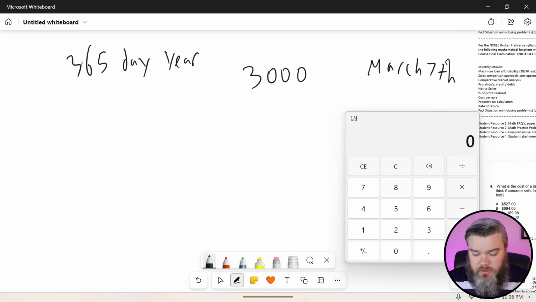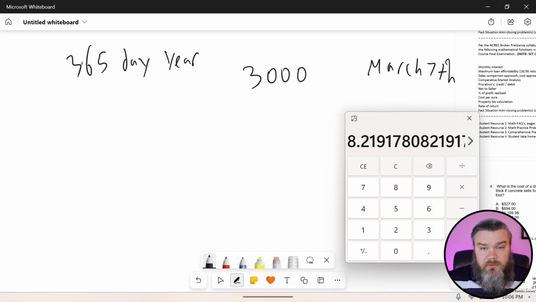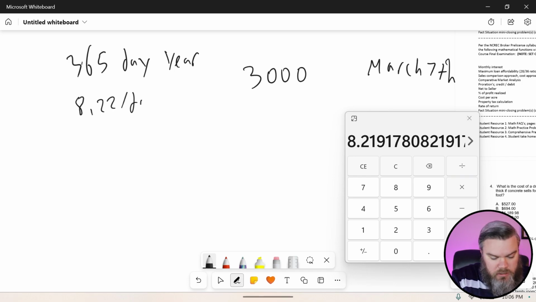Now, you would still take that $3,000 tax bill and divide it by 365 instead of 360 to figure out your per diem. Notice it changed ever so slightly. So now it's $822 a day. And so the days actually change a little bit too.